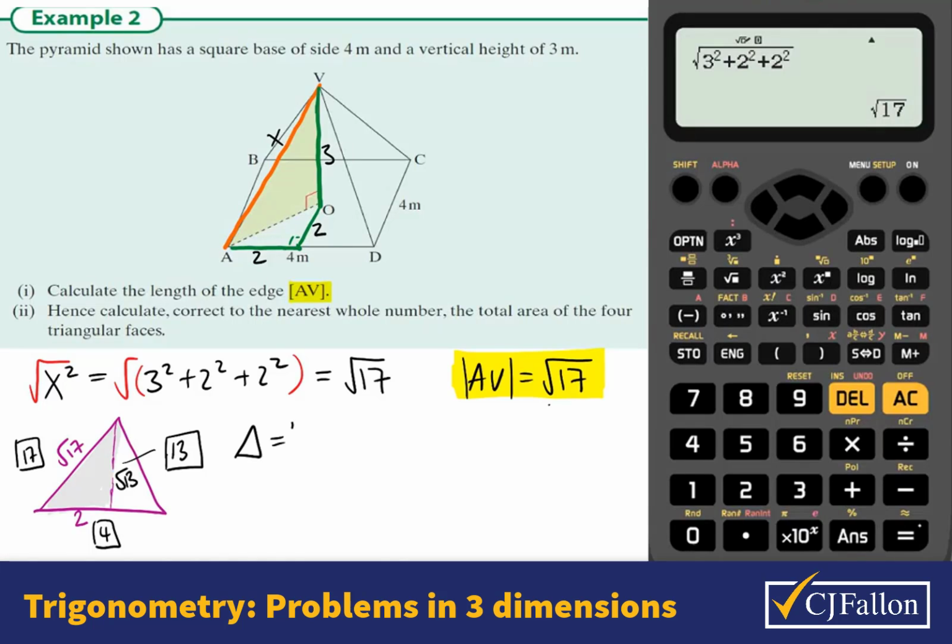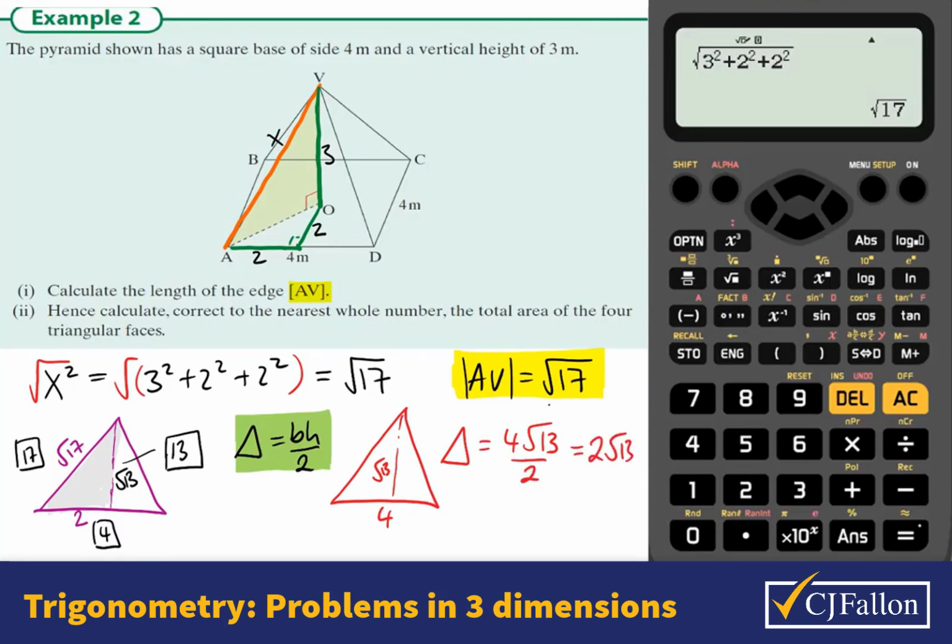So now I could use the half base by perpendicular height formula to get the area of each of these triangles, because I know its base is 4 and its height is root 13. I'll just draw it out again. So we have 4 of these triangles. So the area of one of them is its base, 4, times root 13, divided by 2. So 4 of these, giving the total area, is 4 twos, which is 8 times root 13.